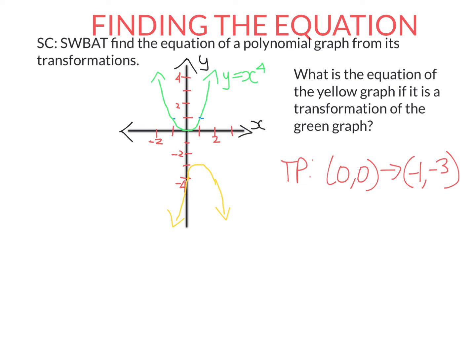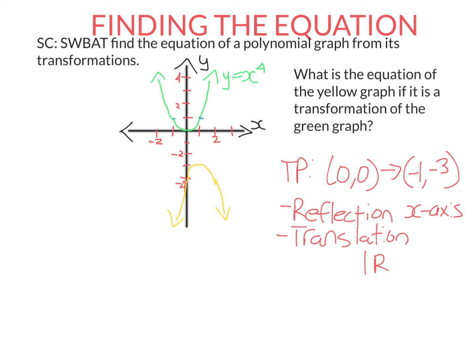What we do know, however, is there's clearly a reflection about the x-axis. But to get this point 0, 0 to -1, -3, I can't just reflect it. It also needs to be translated. So there was no dilation, remember. So what I've done is I've taken this point, I've moved it 1 to the right, and I've moved it 3 down. So that will allow me to get the yellow graph from the green graph if I reflect this about the x-axis and translate it 1 unit right and 3 units down.